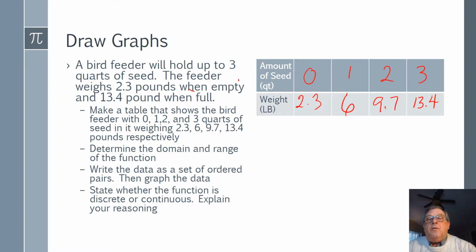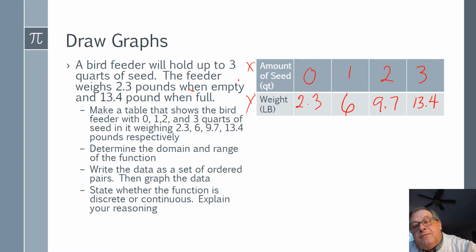We've made our table. And when we graph this in a moment, we're going to set the amount of seed as our x values, and our weight as our y values. So our domain, where we're asked to determine the domain and the range, is going to correspond to the number of quarts of seed that are put into the feeder.